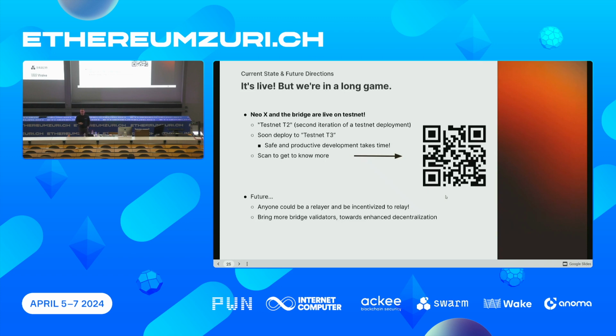So yeah, that's it. We are live currently on testnet T2. We're developing T3 as I speak, and we'll release that soon. You can scan here to get to know more about NeoX. Some future things we want to include is that the relayer could be open. Currently, it's restricted to one central entity. But as you know, we don't want a single point of failure. And we can also bring more validators to decentralize it even more.